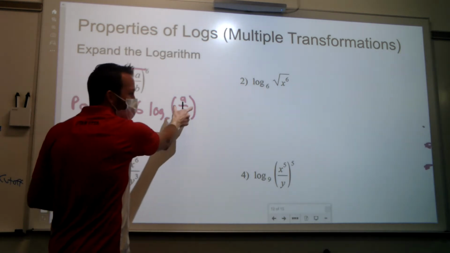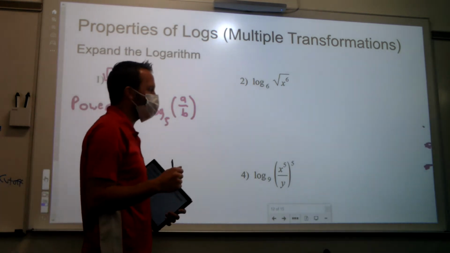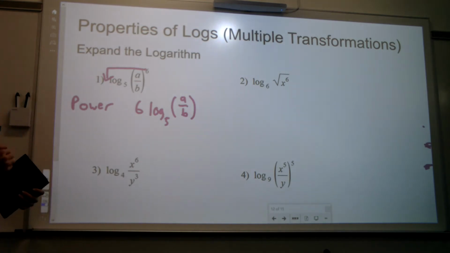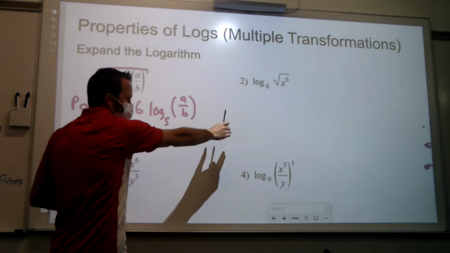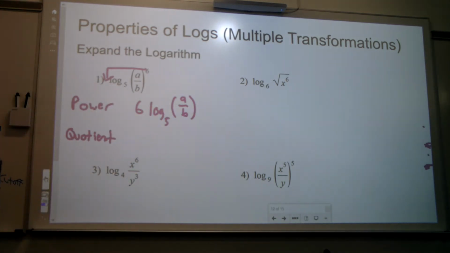As I come in, what do I see here? The quotient property. Jade, what does the quotient property tell me I'm going to do there? That's right. Now, since the 6 was in front, when I write it as 2 logs that are subtracting, the 6 is going to stay out in front. So I'm going to have 6 log base 5 of A, and then minus 6 log base 5 of B.